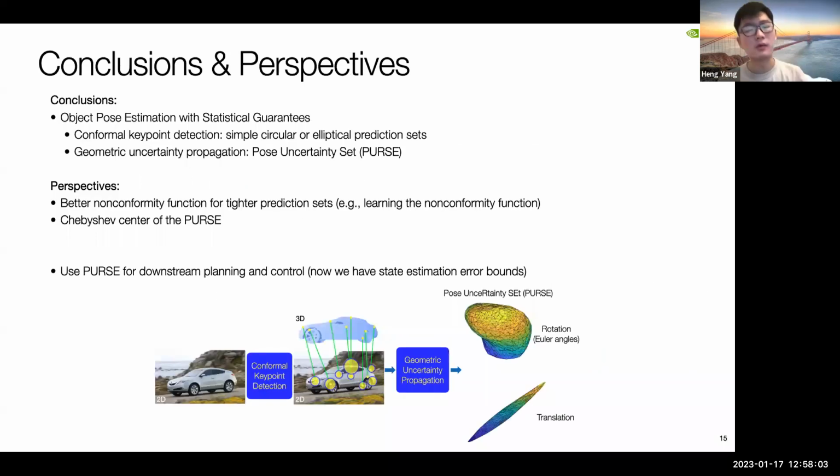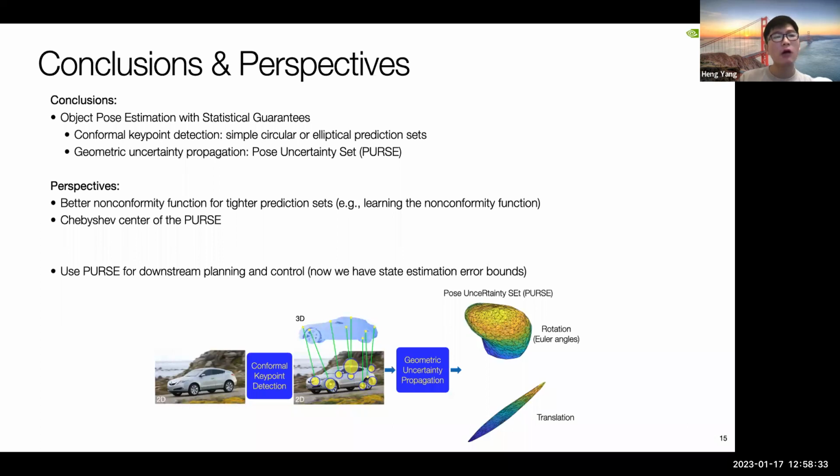So that's all I want to say in today's talk. The conclusion here is that we introduce these two fundamental changes into this object pose estimation pipeline, where the front end we conformalize it, and the back end we're just propagating the uncertainty using the results in control theory. And then there are a bunch of interesting things that I think perhaps the audience will have questions about.